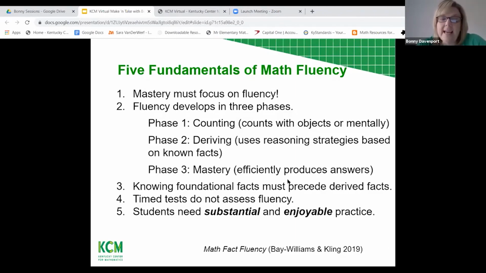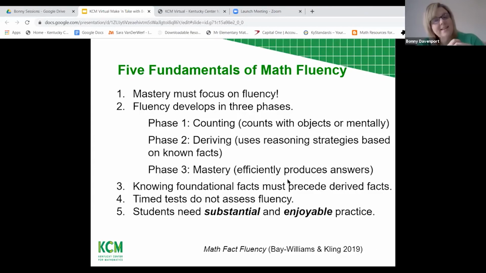And then 3, knowing the foundational facts must precede learning the derived facts. And that's just giving them the tools that they need to develop strategies. We have to develop those foundational facts, and we'll look at that in the next slide.